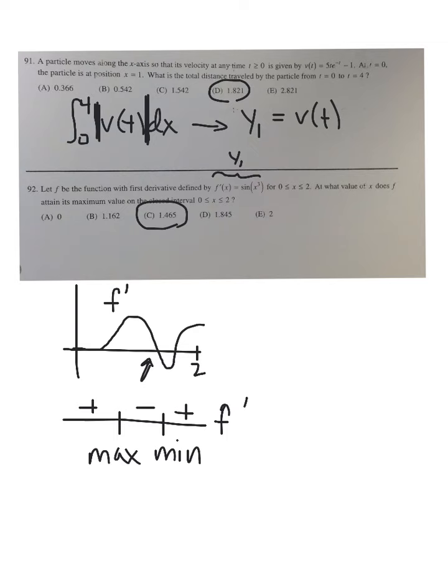So I know, and let me use my pointer here, that this point right here corresponds to this value right there. And they want to know at what x value does the function attain a maximum value. It would be right here. So all you have to do in your calculator is second calc, go to 0, find that point, and you will find out that it is 1.465.